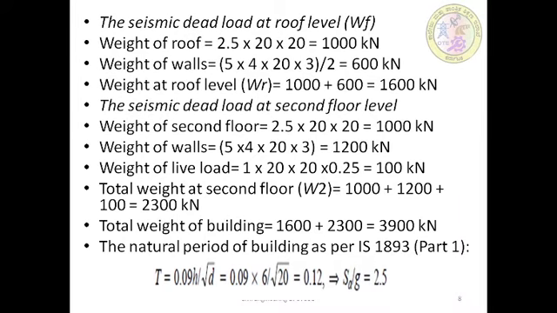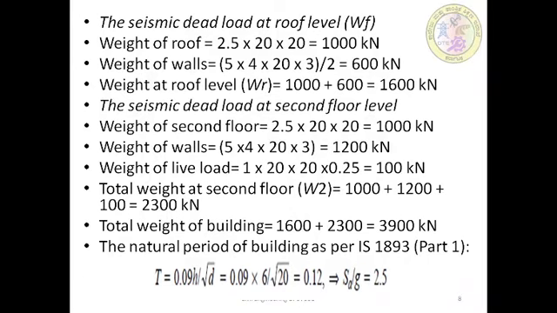Now the total weight on the second floor is taken as 1000 plus 1200 plus 100, so the total is 2300 kilonewton. Now the total weight of the building is taken as 1600 plus 2300, that is, the total weight is 3900 kilonewton.